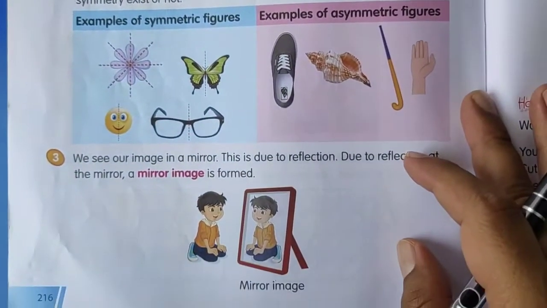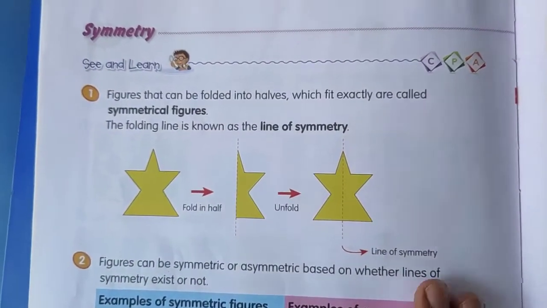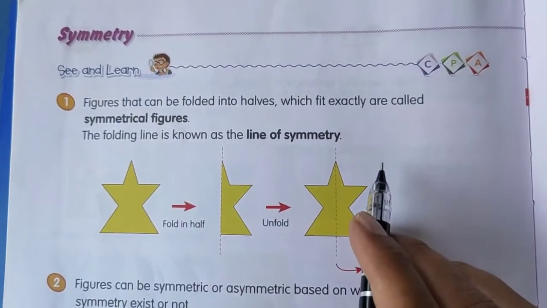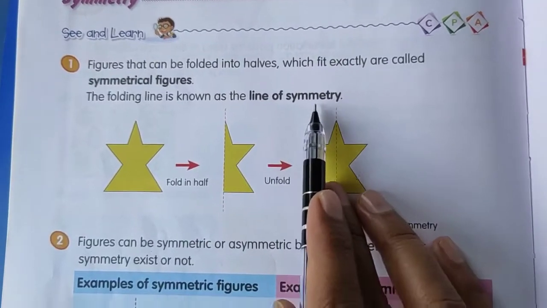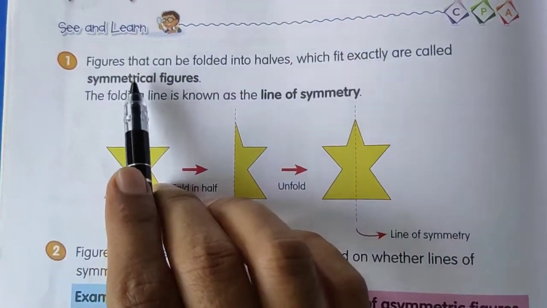Now come to page number 216. Last part from this lesson, symmetry. We have a general idea about this, what is the meaning of symmetry and line of symmetry. Here in the first example the same concept is given.